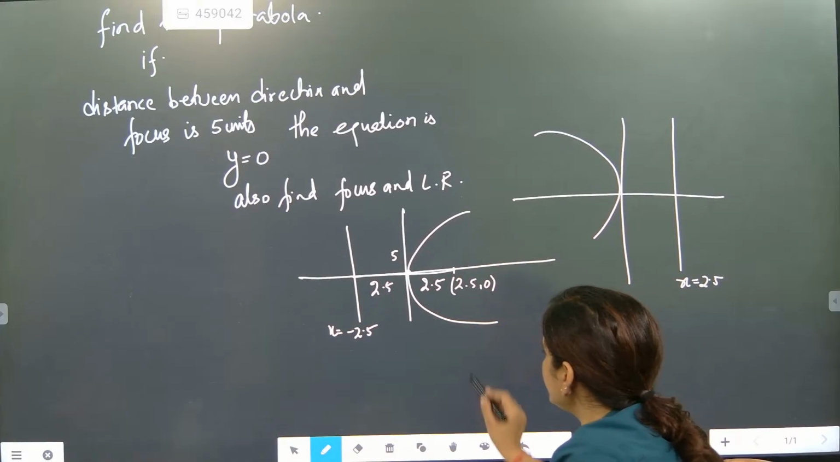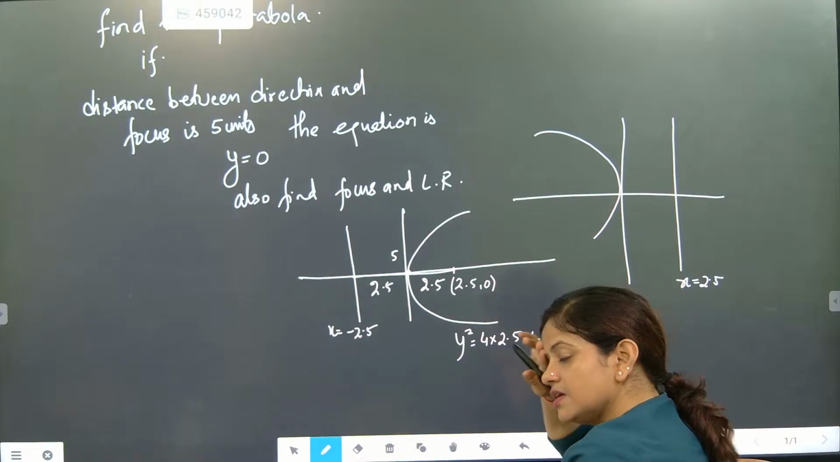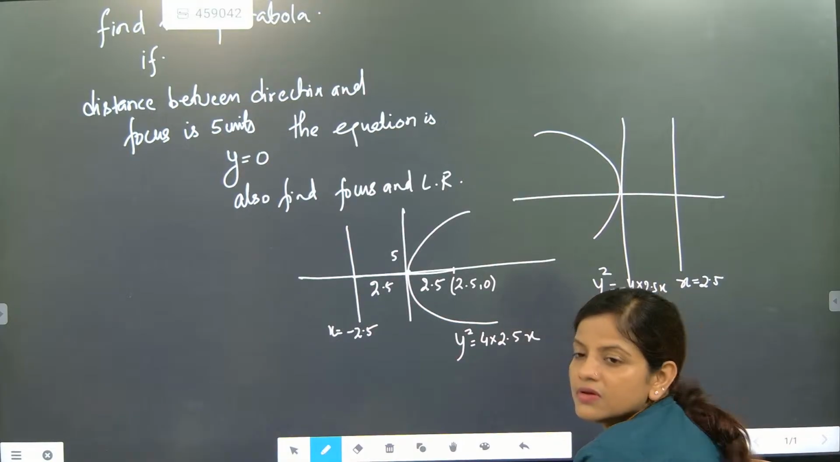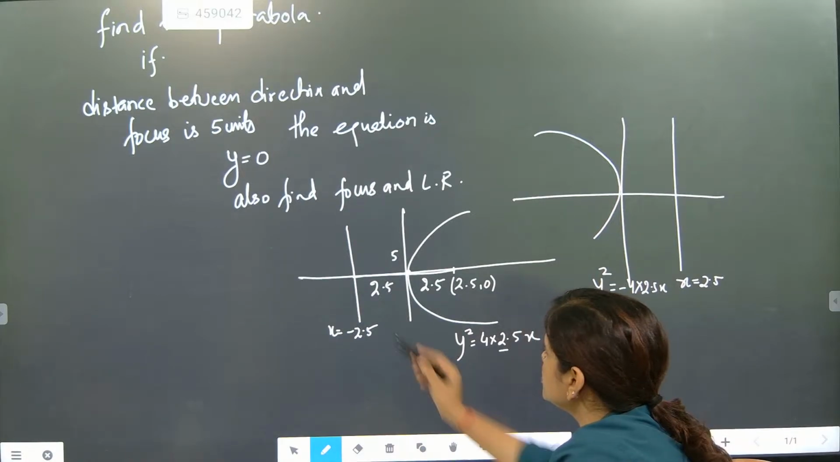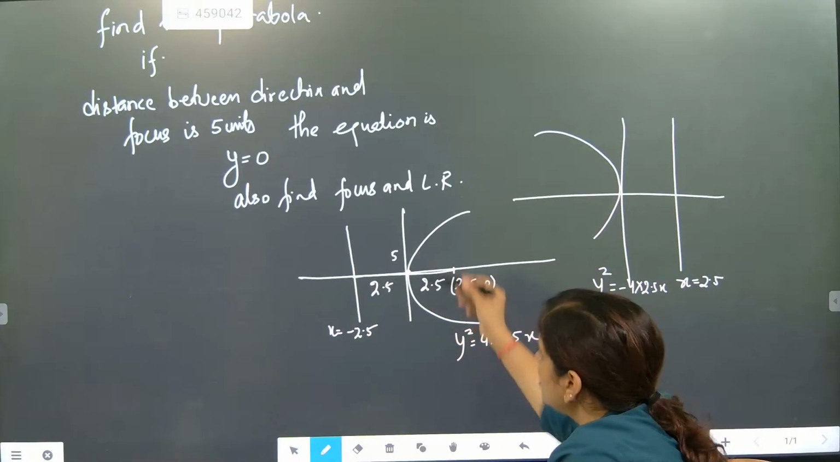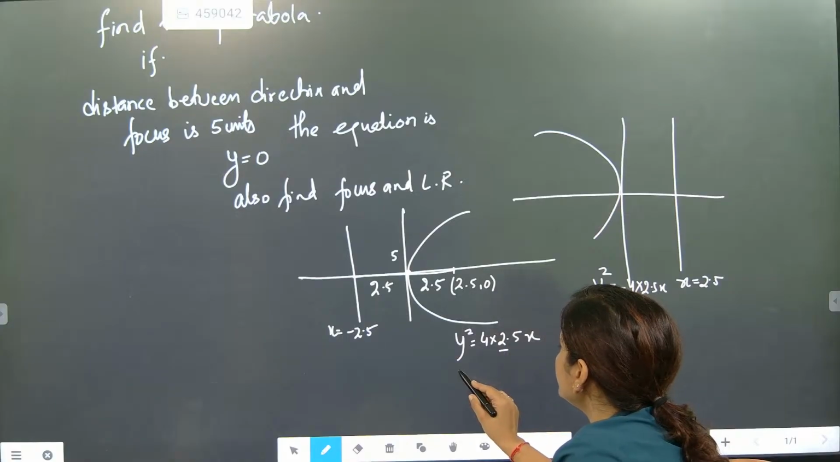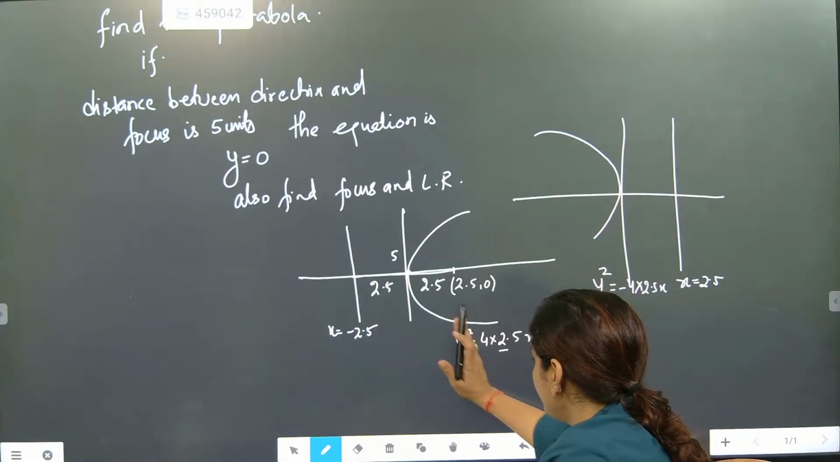So what will be the equation, beta? The equation will become y square is equal to 4 into 2.5 into x, correct? Or here it will be y square is equal to minus 4 into 2.5 into x. Understood? So here a is coming as 2.5, because this total distance is 5, then half of this will be the distance. The axis is y equal to 0, so we will not shift the parabola here and there. So here y square equals 4a x, and the a value is 2.5. You can solve it.